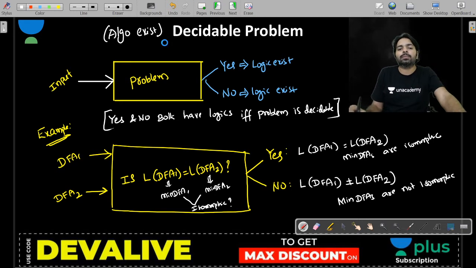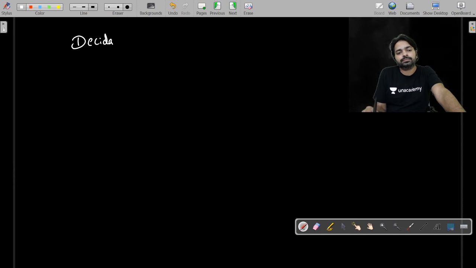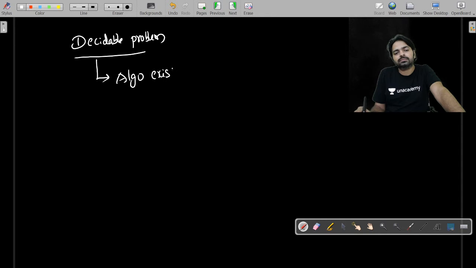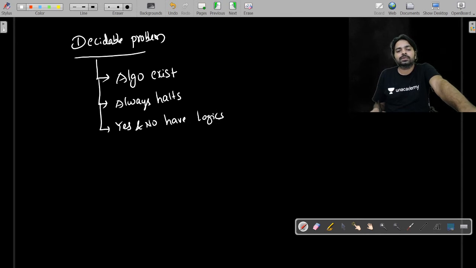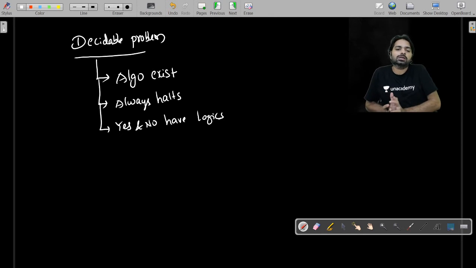The meaning of decidable problem, guys. Doesn't matter how much time it takes, polynomial or non-polynomial, but this problem is solved. An algorithm exists for that. Algorithm exists, and algorithm means it always halts. The algorithm always halts, no matter what problem it is. And you have yes and no. Both have logics here. Everyone? And that's a decidable problem.